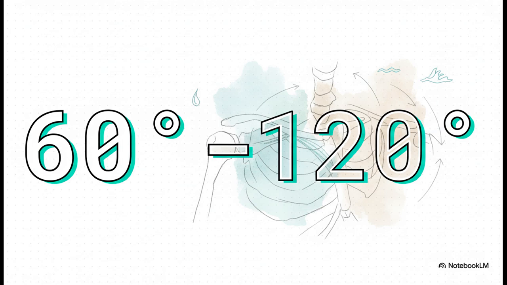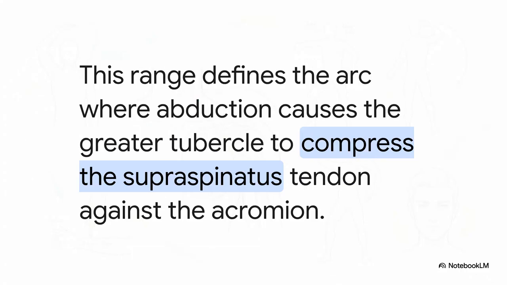Now this is where things get really interesting. See this range of motion right here? 60 to 120 degrees. This is like the danger zone for the rotator cuff. And there's a very specific anatomical reason for that. This is what we call the painful arc of impingement. So below 60 degrees, everything's usually fine. Above 120 degrees, the coast is clear again. But right in that middle range, that rotator cuff is getting pinched with every single movement. It's a classic sign you should always be looking for.